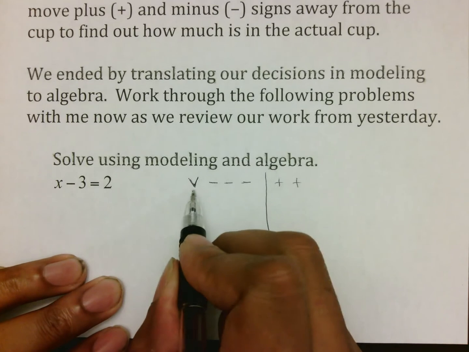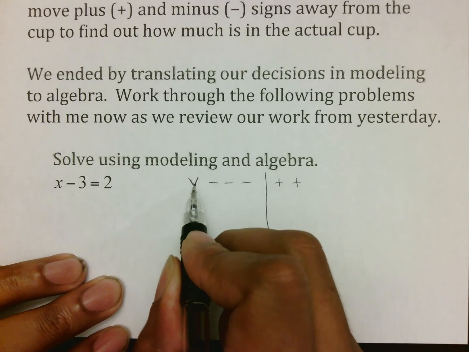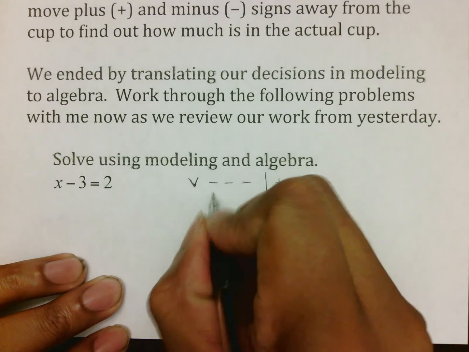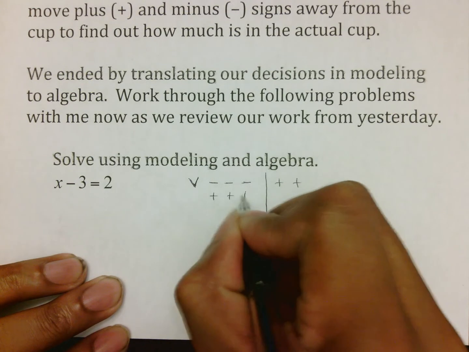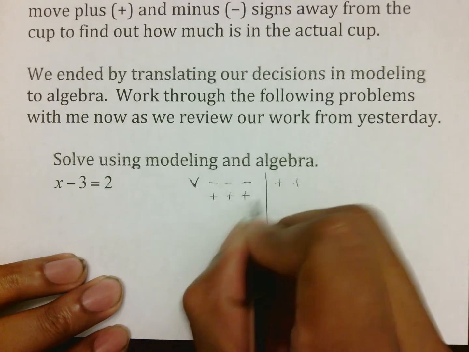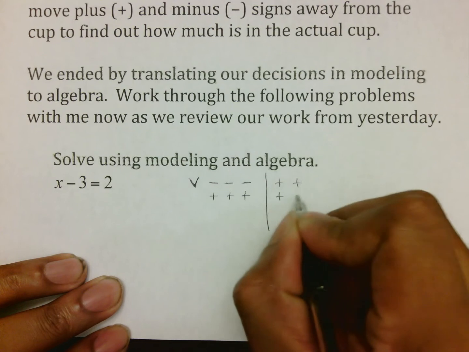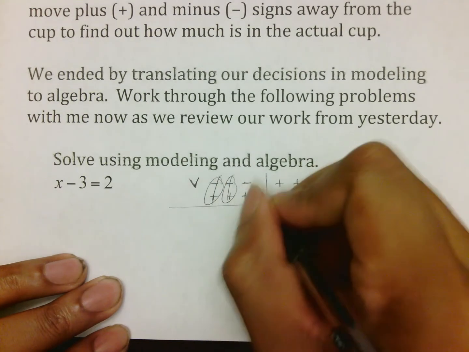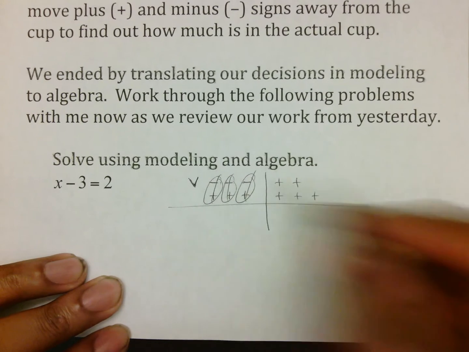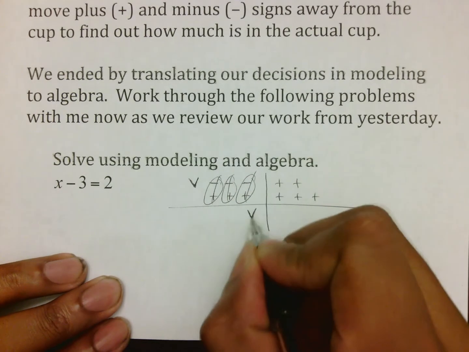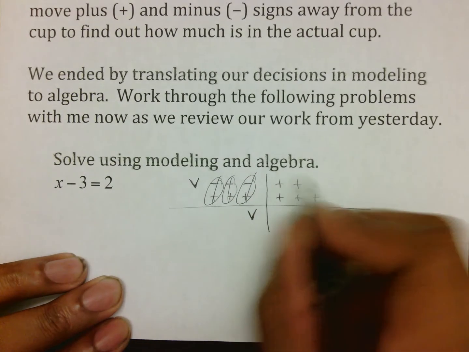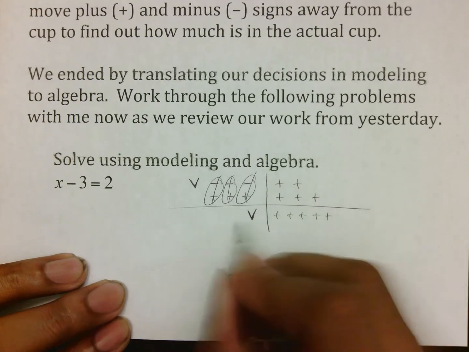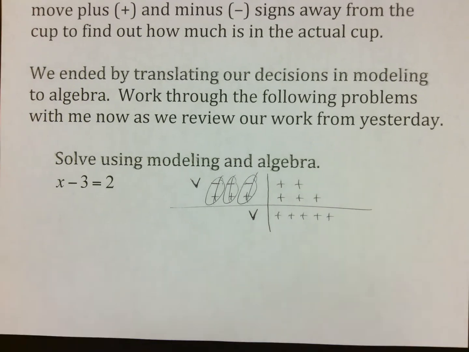Again, what we saw yesterday was that our goal was to get the cup alone and that we needed to get these 3 negatives out of the way. The way we get those 3 negatives out of the way is by adding 3 positives, but remember what we learned is that if we add 3 to the left, we also have to add 3 to the right. We then crossed out any of our zero pairs, which was any plus or minus signs that were together on one side. The cup came down. There are no zero pairs over here, but there are 5 pluses, which meant that our answer is positive 5.